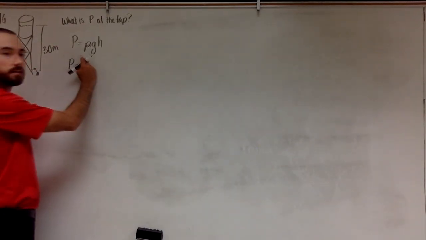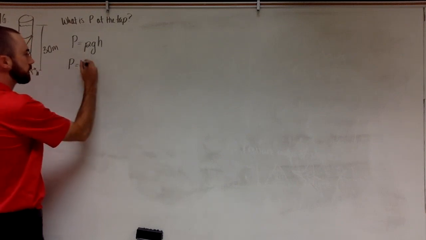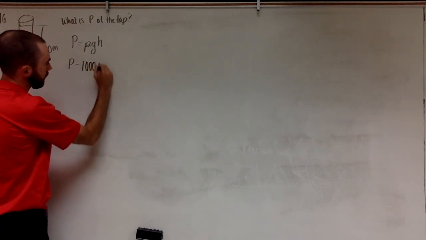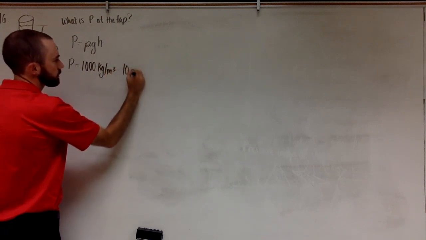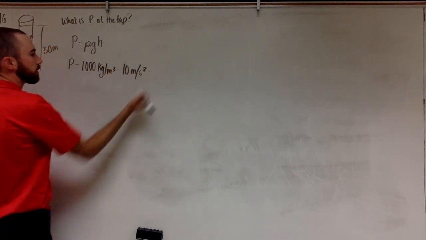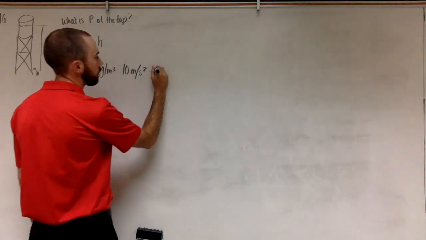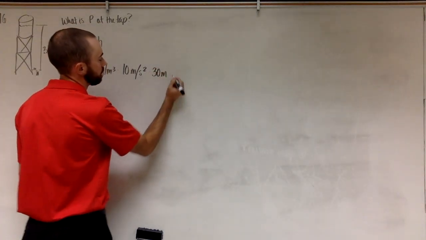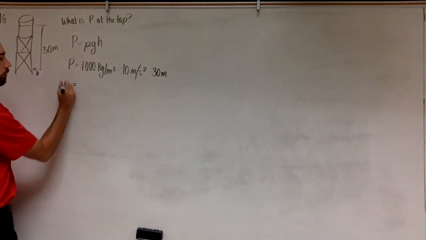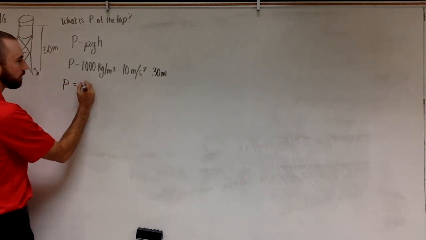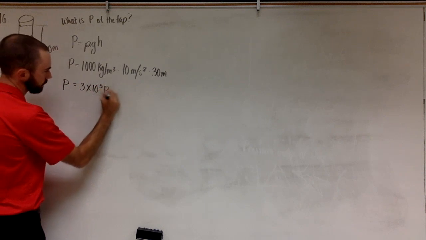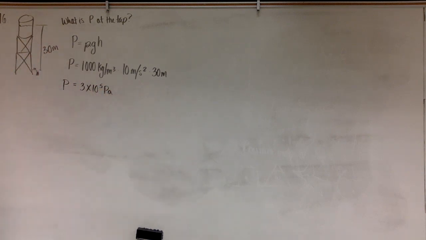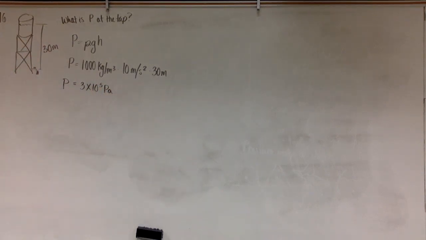All right, so we mentioned that this was a water tower, so obviously our rho is going to be 1,000 kilograms per cubic meter. Gravity is always 10 meters per second squared, and the height of our water tower above the tap is 30 meters. All I'm going to do is multiply through, and I get about 300,000, or 3 times 10 to the 5th pascals. Cool beans.